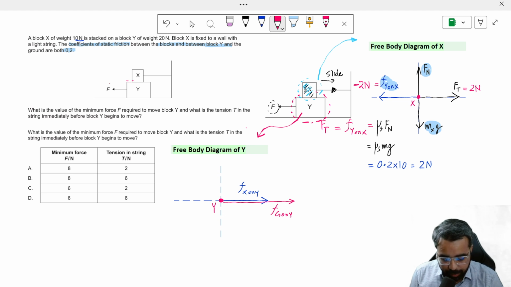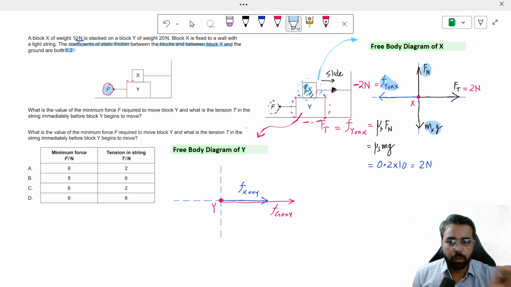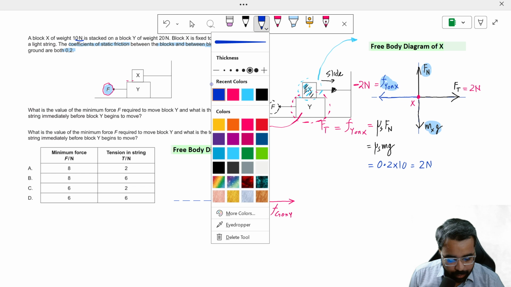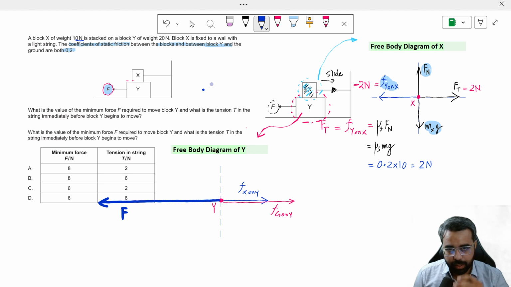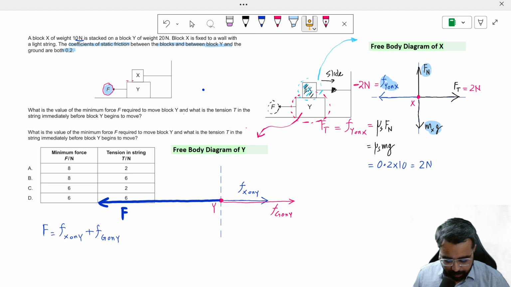When they say find the minimum force, it means that the minimum criterion is that this force will be equal to the sum of all forces exerted on the right side. Why am I saying this? Because, students, this is the only force exerted towards the left. You understand? This is the only force exerted to the left, and it must be equal to the sum of all forces exerted to the right. Do you understand this equation? This is the criterion, the standard for minimum force. Otherwise this force must be larger if you want to accelerate Y.